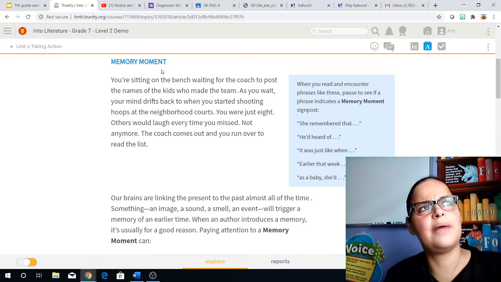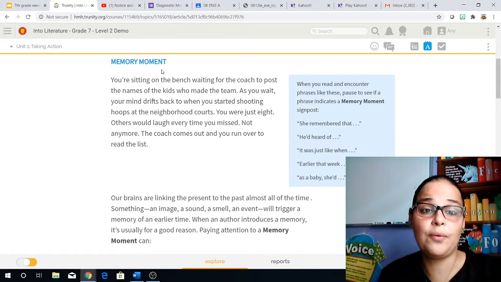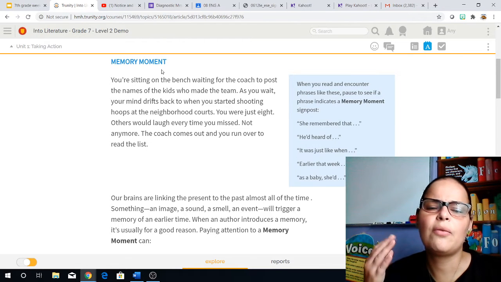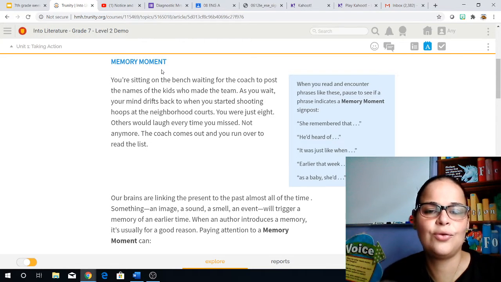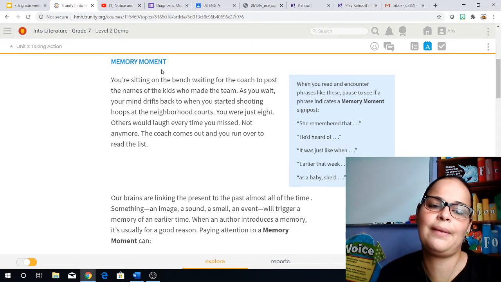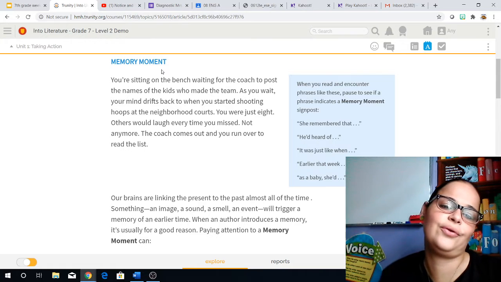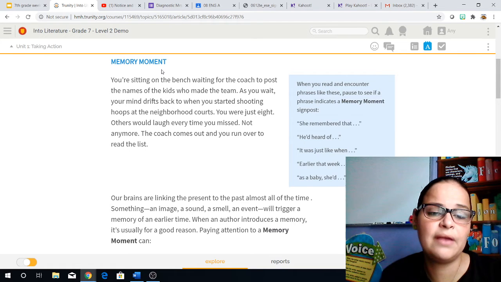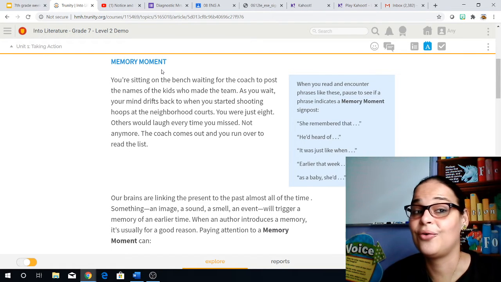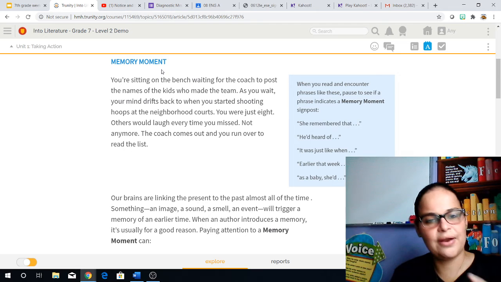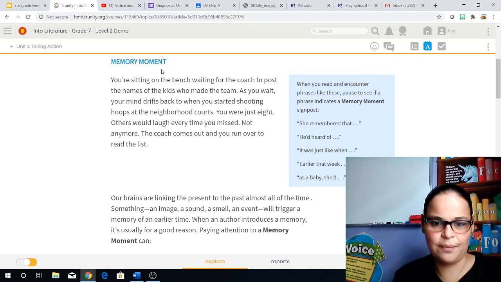You're sitting on the bench waiting for the coach to post the names of the kids who made the team. As you wait, your mind starts to drift back to when you started shooting hoops at the neighborhood court. You were just 8 years old. Others would laugh every time you missed. Not anymore. The coach comes out and you run over to read the list. Our brains are linking the present to the past in this short paragraph.